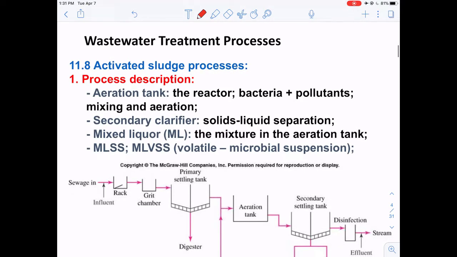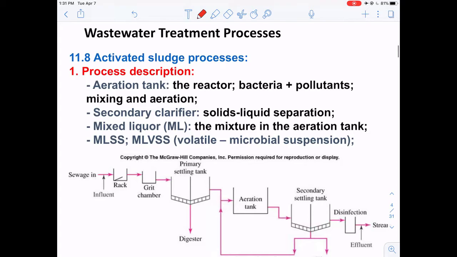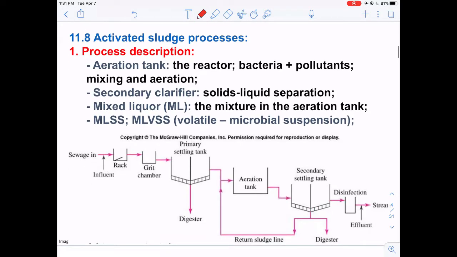Okay, so let's look at the new contents of this class. In this class, we're mainly going to focus on the activated sludge process, which is a very important process that can be used in the design of the wastewater treatment plant and also the secondary water treatment processes. So this process is basically happening after the primary settling tank. So we mentioned that this is a primary treatment of the contaminants in the wastewater.